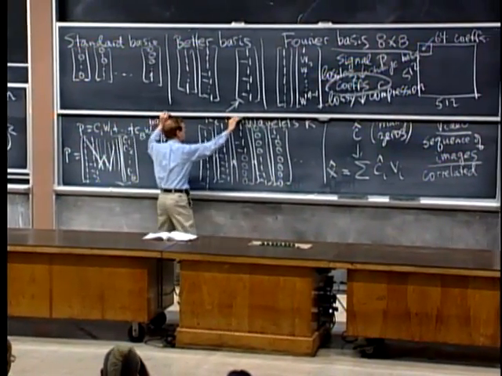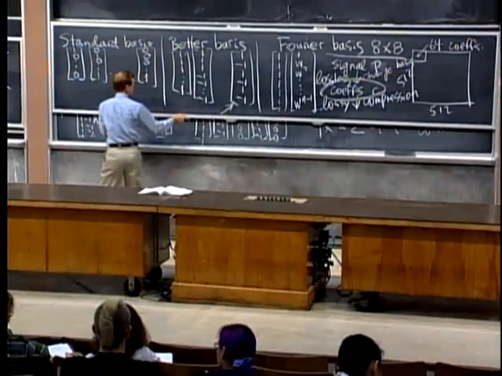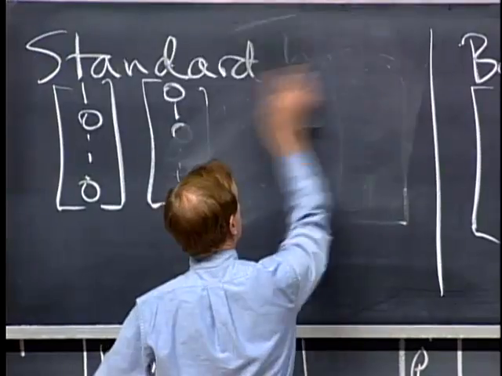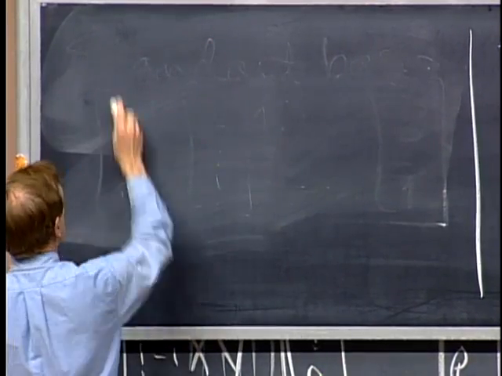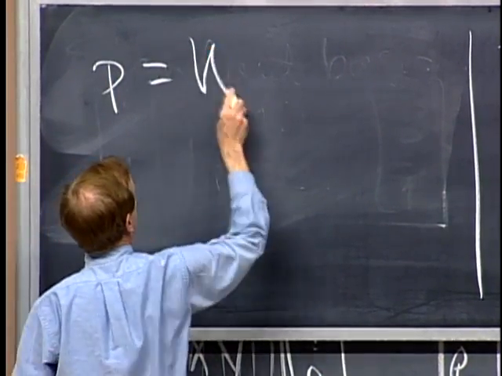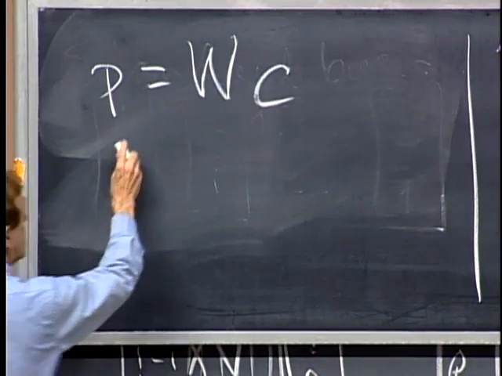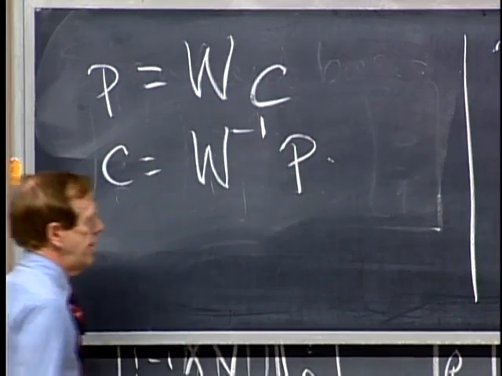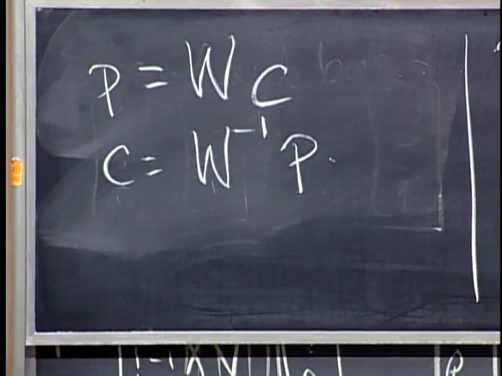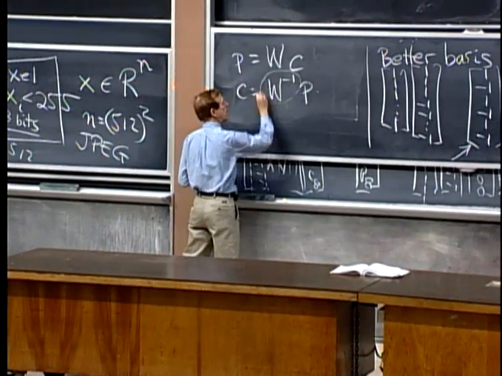So the standard basis we know, the wavelet basis we have here, and the transform is simply solve the equations P equals WC. So the coefficients are W inverse P, right? This shows a critical point. A good basis has a nice fast inverse.